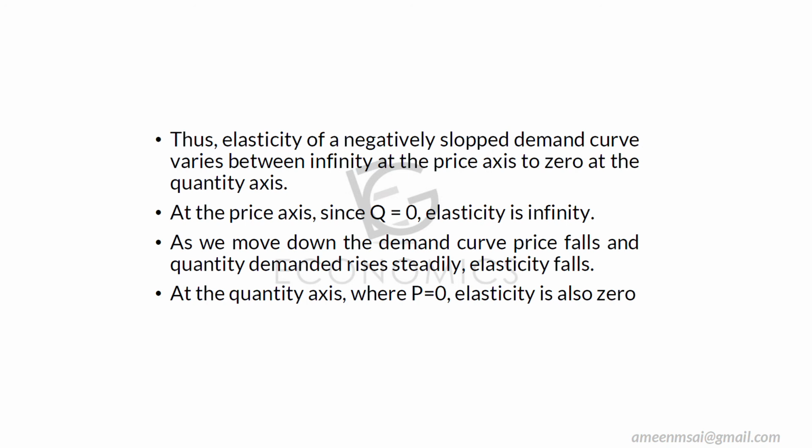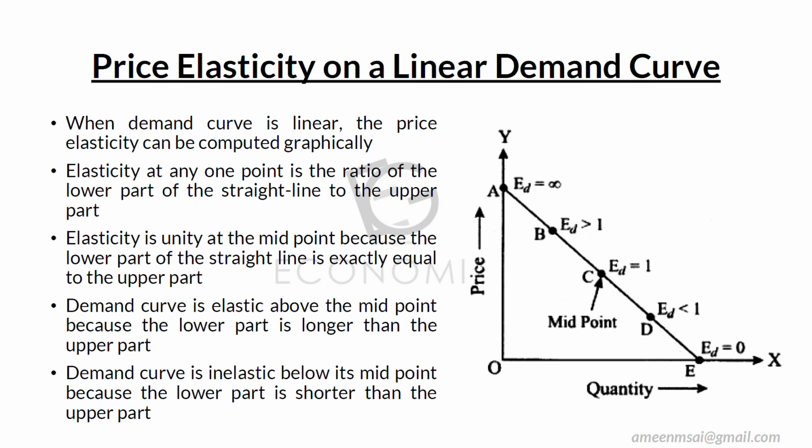At the price axis, since Q is equal to 0, elasticity is infinity. As we move down the demand curve, price falls and quantity demanded rises steadily. That is, elasticity falls. So what does the third point says? When we are at point A, the elasticity is infinity. When we go down, the elasticity decreases, isn't it? When we go down, the elasticity decreases. Then at point C, elasticity is equal to 1. Then again, if we go down, the elasticity decreases. And when we reach at point E, the elasticity is 0.